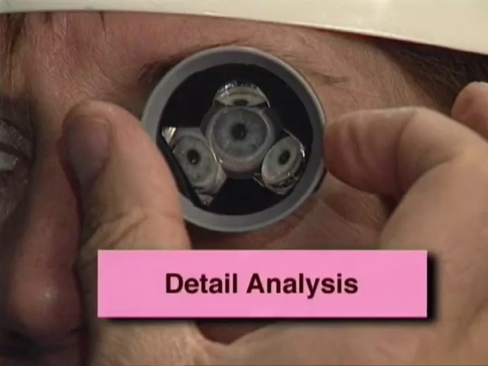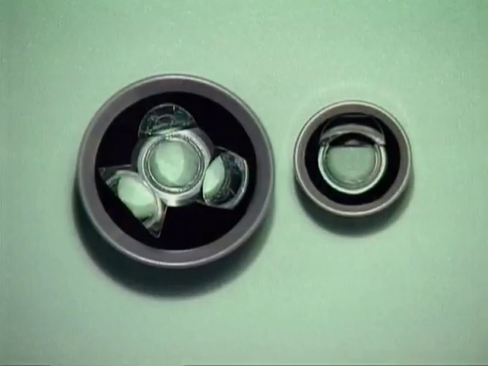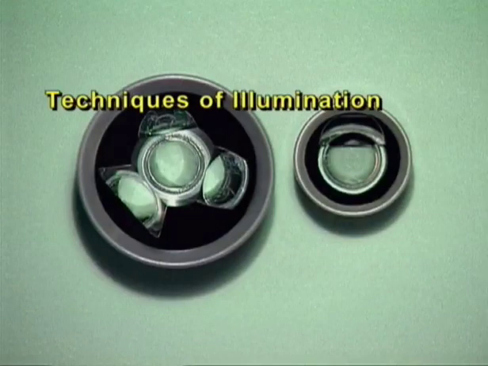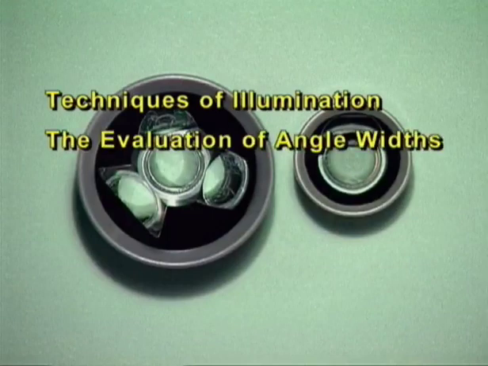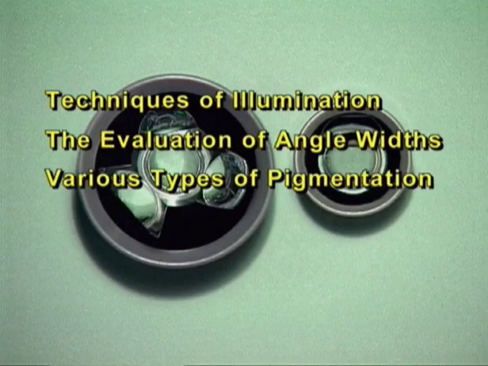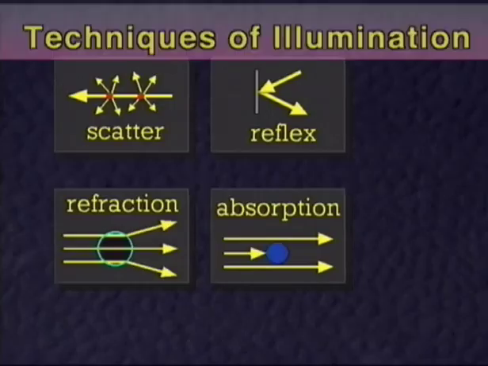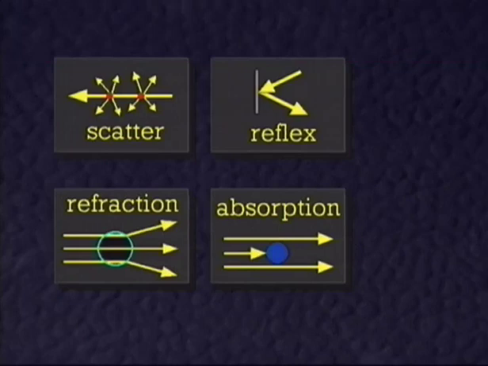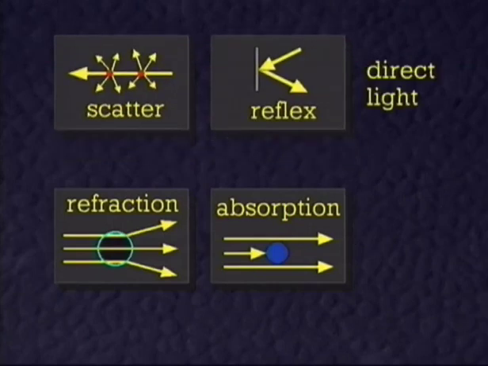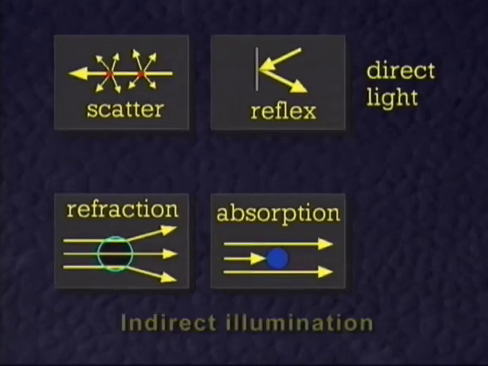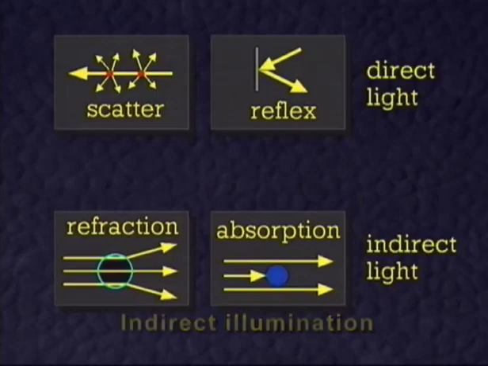Detail analysis. In this chapter, we will show techniques of illumination, the evaluation of angle widths, various types of pigmentation, developmental anomalies. Techniques of illumination. Basically, the same rules of illumination apply as for the other parts of the eye, with regard to direct illumination and indirect illumination.